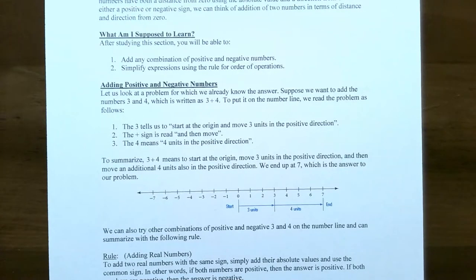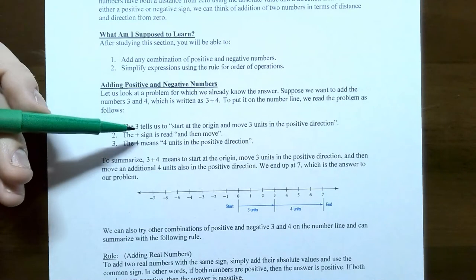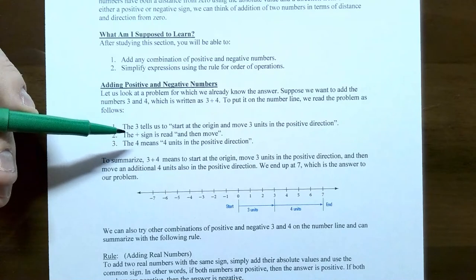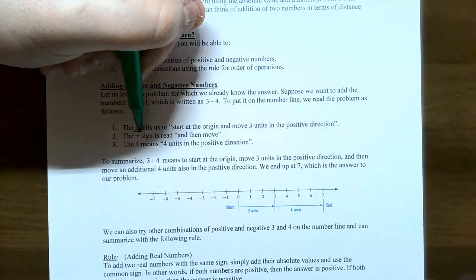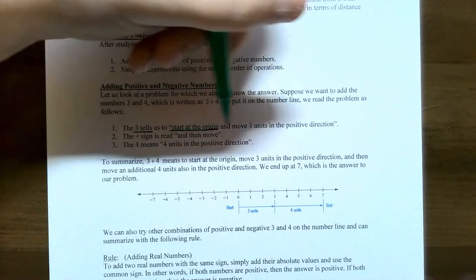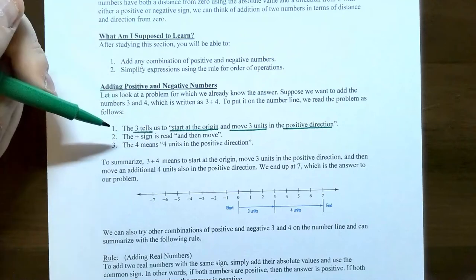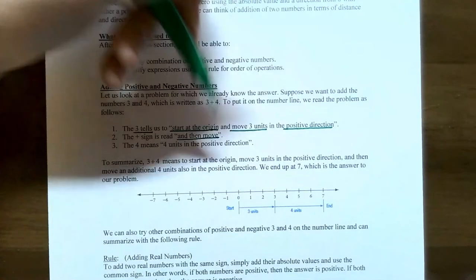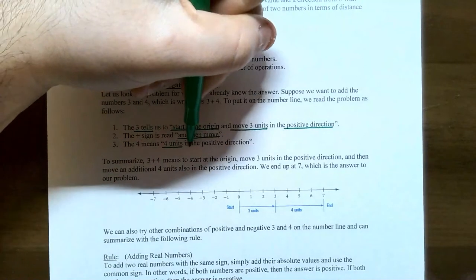Let's look at a problem we already know the answer to. If we add positive 3 and positive 4, we get positive 7. Let's think of this in terms of a number line. The 3 tells us that if we start at the origin on the number line, we go 3 units in the positive direction, because it's a positive number. Now, when you read the addition sign, think of it as we now move on the number line. The 4 means you move 4 units in the positive direction.